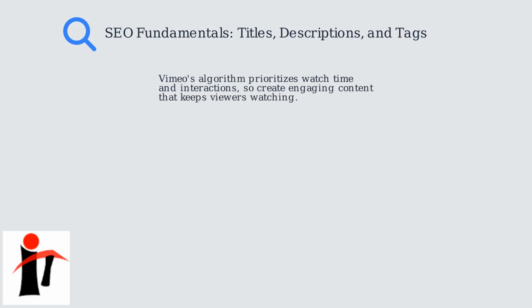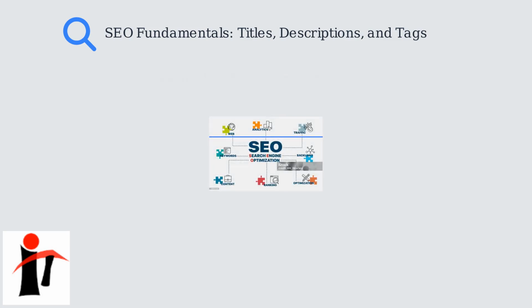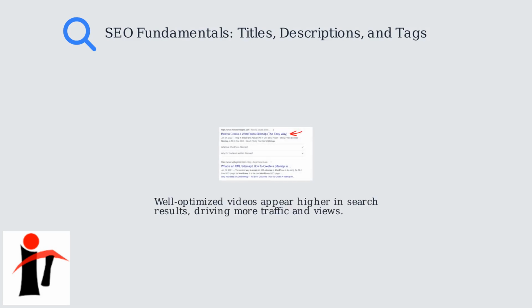Remember that Vimeo's algorithm favors videos with longer watch times and high viewer interactions. Optimize your SEO elements to attract the right audience. Then focus on creating compelling content that holds their attention. This SEO diagram shows the key components that work together to improve your video's visibility. Keywords, content, and optimization are all interconnected elements. As shown in this search results example, videos with strong SEO appear prominently. By using relevant keywords in titles, descriptions, and tags, your content is more likely to be discovered by interested viewers, increasing traffic and engagement.